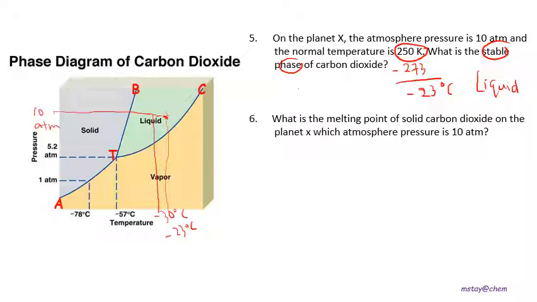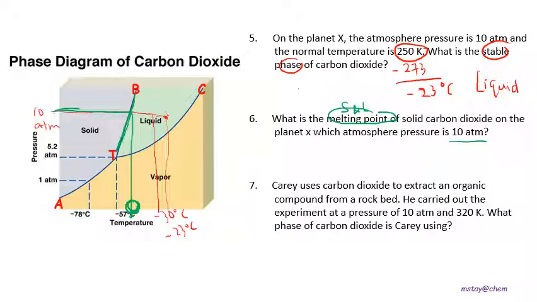Next question, number 6. What is the melting point of the solid on planet X, where the pressure is 10 atm? The melting point of the solid is the change between solid and liquid phase. So this is the melting curve that we refer to. At 10 atm, we go until it touches the melting curve, and then we go down here. So this will be the melting point for carbon dioxide on planet X.